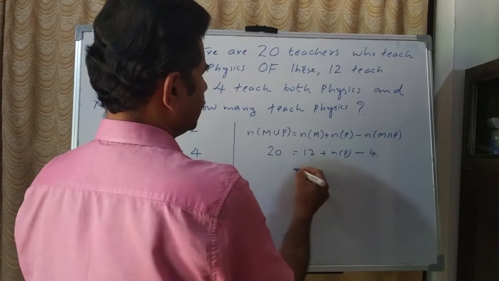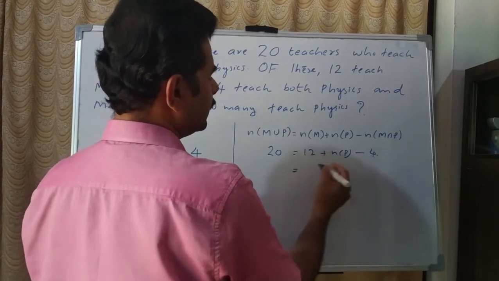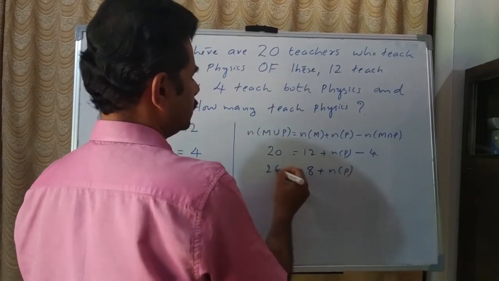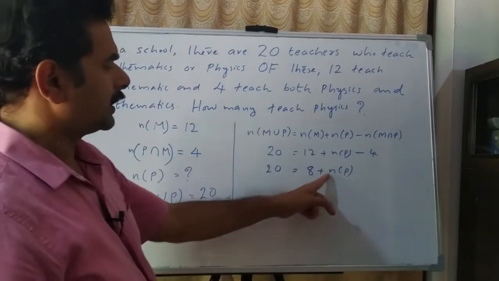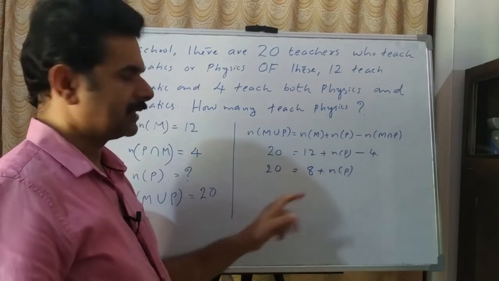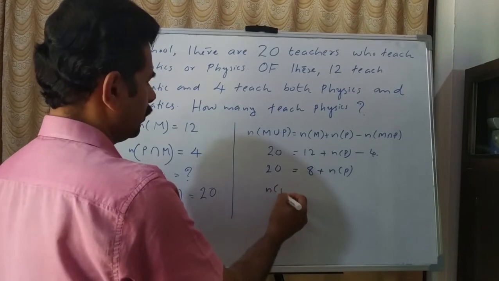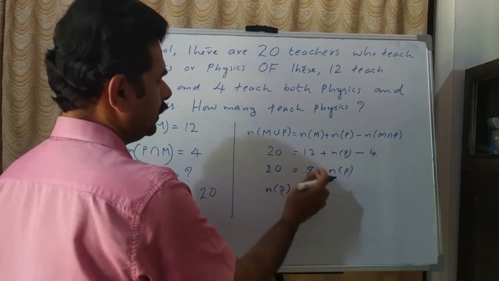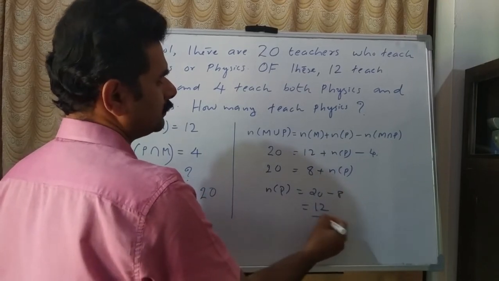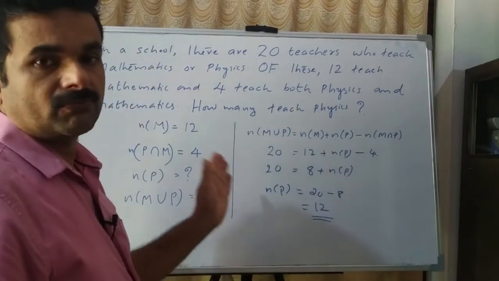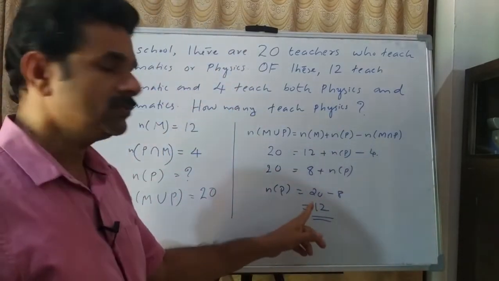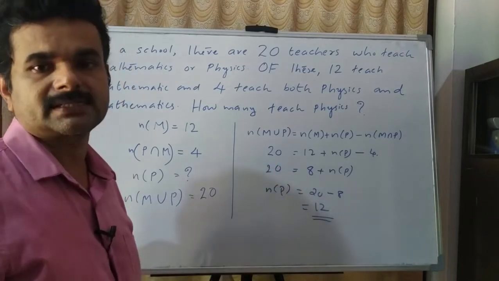Clear? That is equal to 12 minus 4, 8, plus n of P, isn't it? Here 20 equals 8 plus n of P. We know that 8 plus 12 is 20. Then what will be n of P? n of P is equal to 20 minus 8. What is 20 minus 8? 12. Therefore, the number of teachers who teach physics is 12. There are 12 physics teachers.